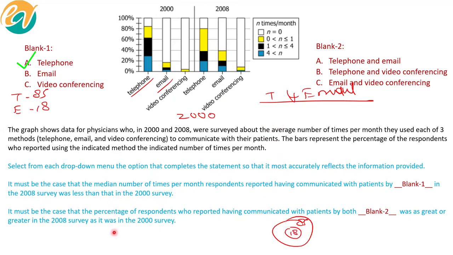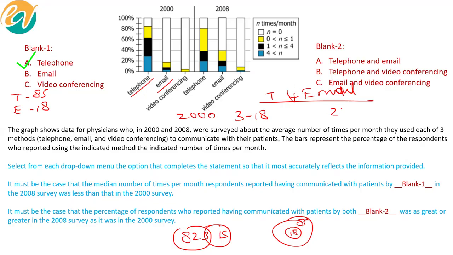All right. How about the minimum? Now that's the thing. Can you tell me what is the minimum? 85 plus 18 is how much? 103. So obviously there has to be at least a 3% overlap. Agreed? So it's like this. So minimum is 3 and maximum is 18 in 2000.